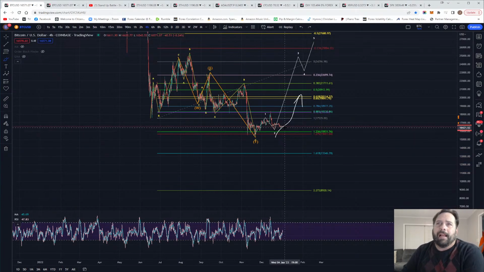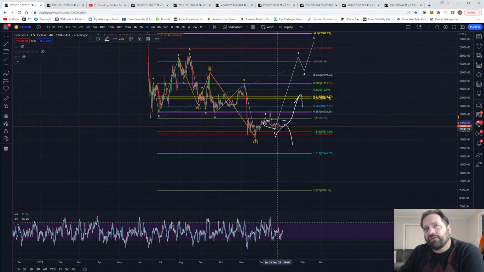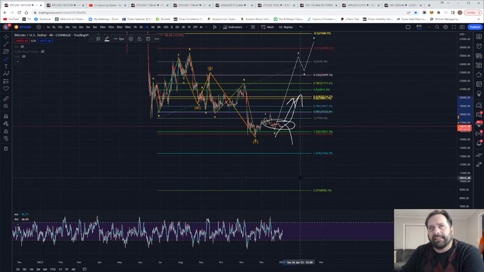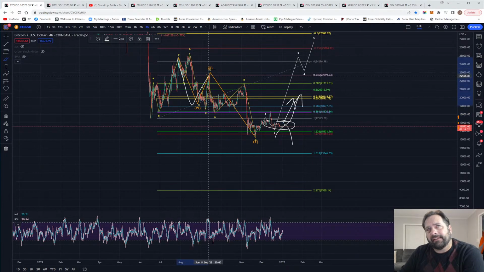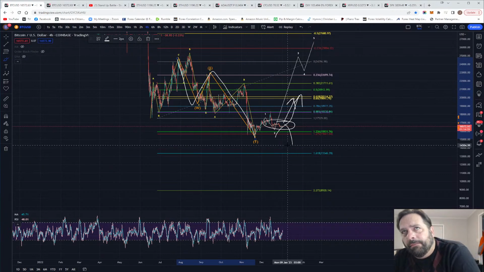So while I see a count that takes us down, I feel like the wave structure here is pointing more to the upside than it is to the downside. I really like this as a finished three-wave move. You're going to see why in just a moment as we start to look at ADA and XRP. Because as we do correlation analysis, what we're going to see is that ADA looks like a completed structure. That ADA has finished its structure.